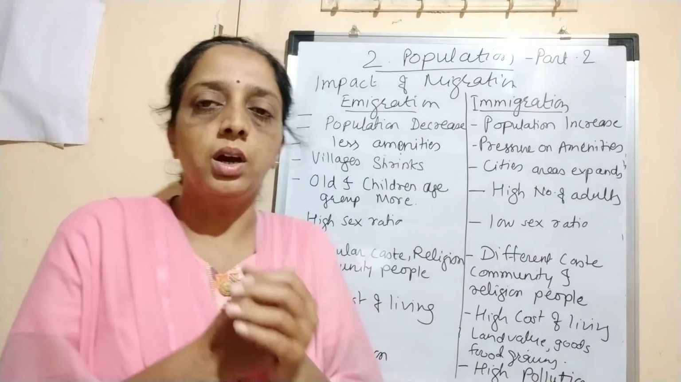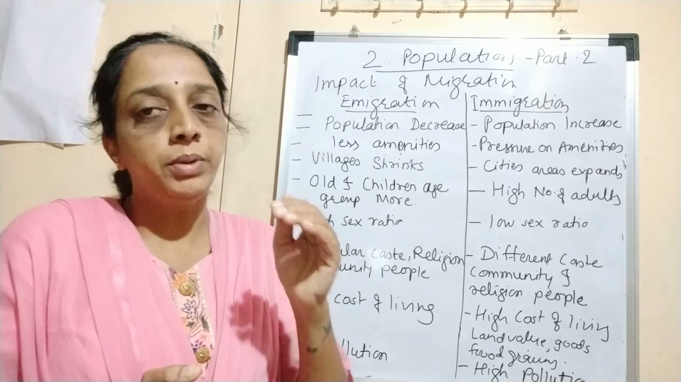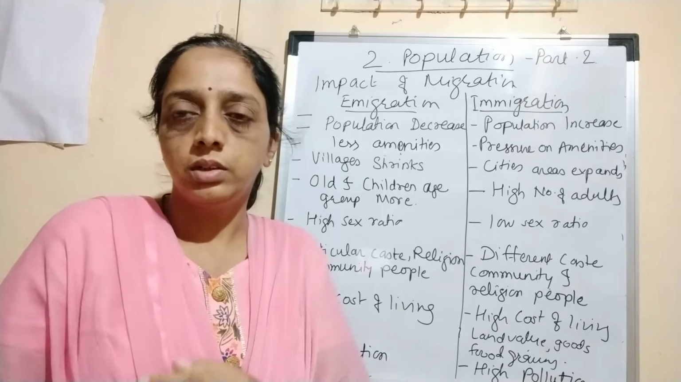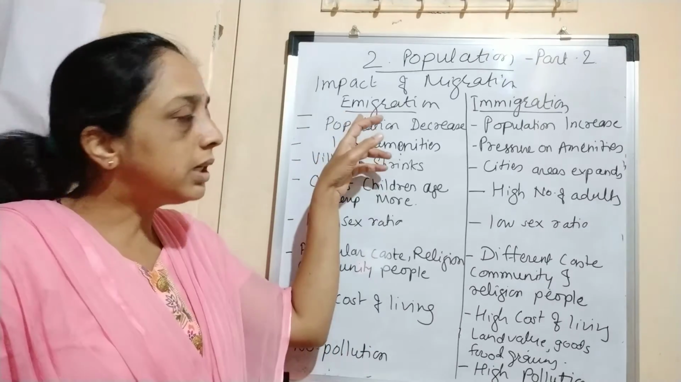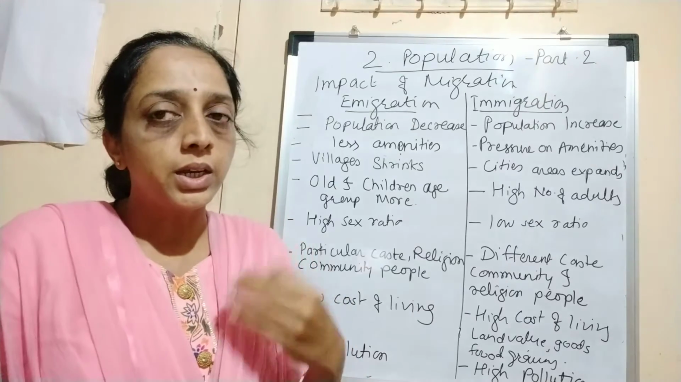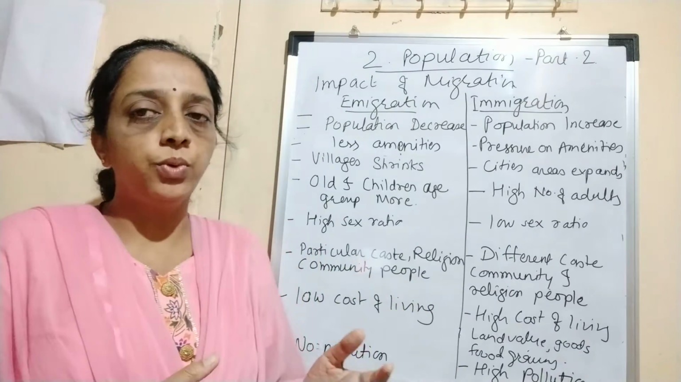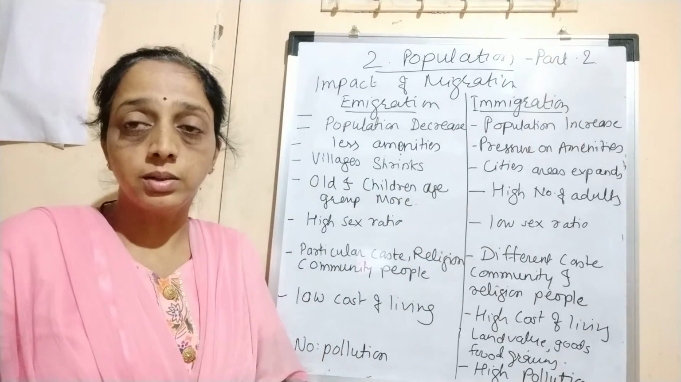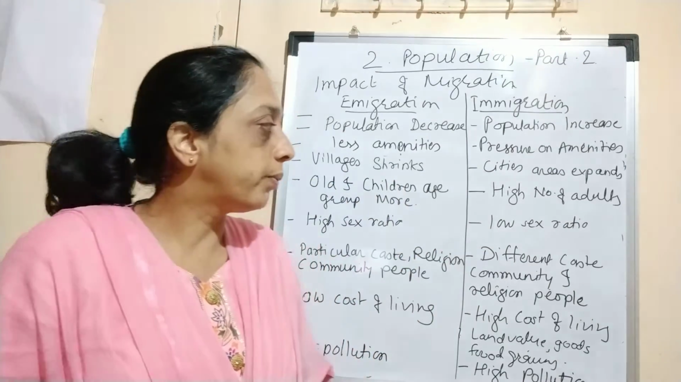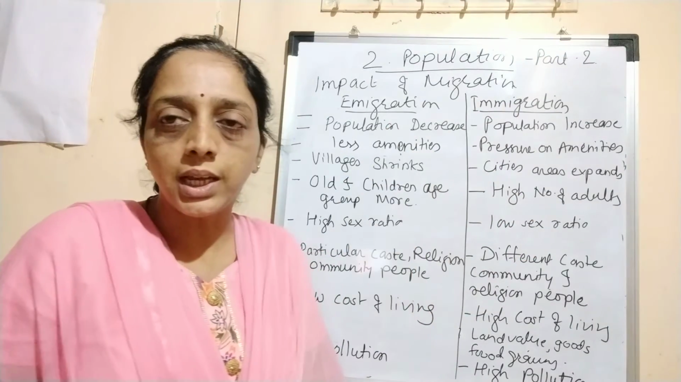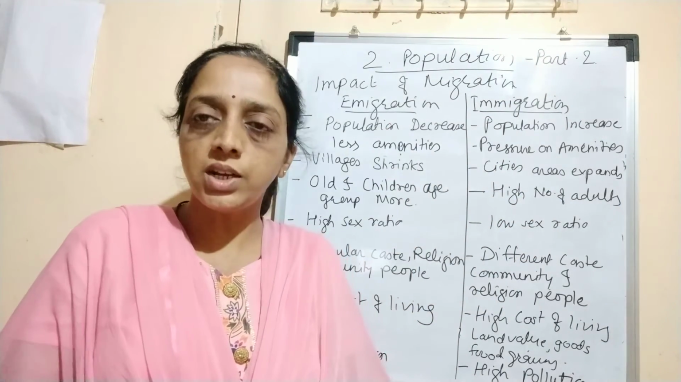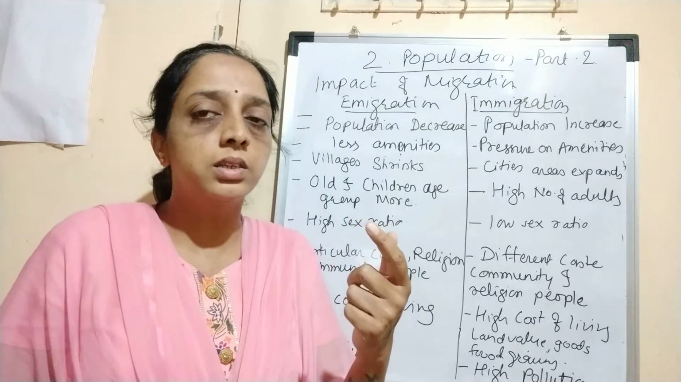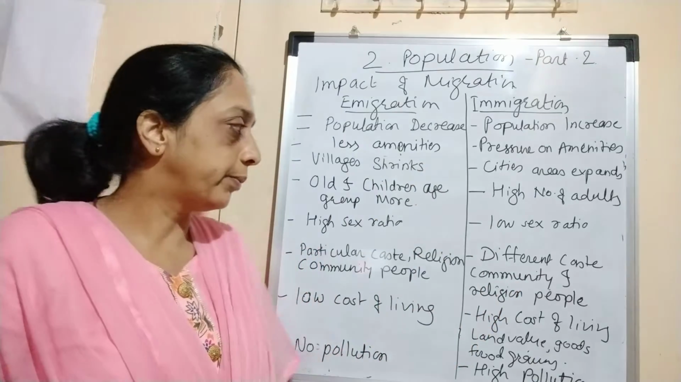When people are going out, especially male adults are going outside of the villages, in the regions from where migration of adult people is more, old people and children are more because adult migration is more. But in the immigration area, adults are coming and so the number of children and old people is less, but the adults' number is increasing.